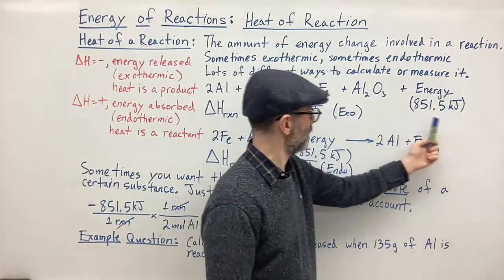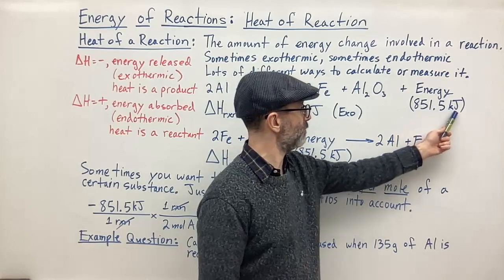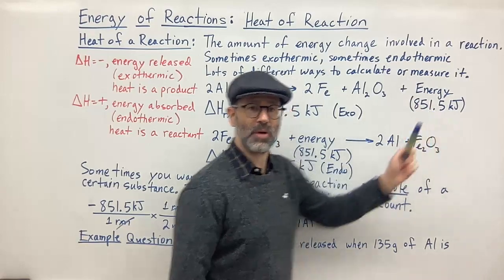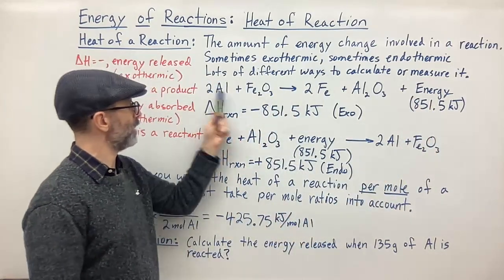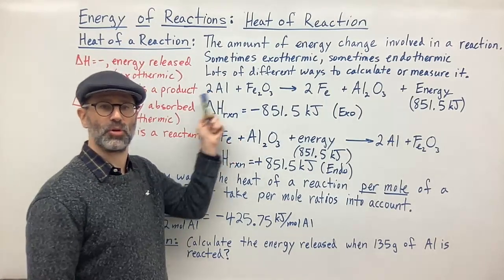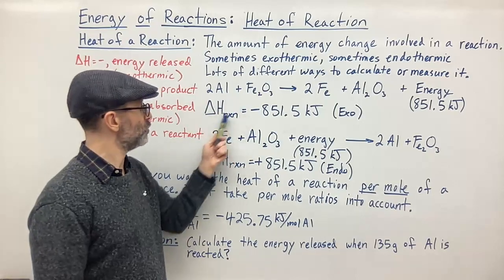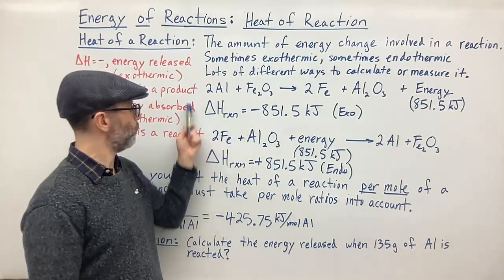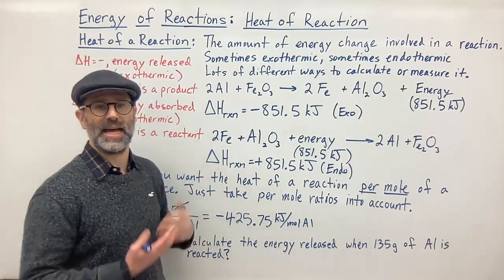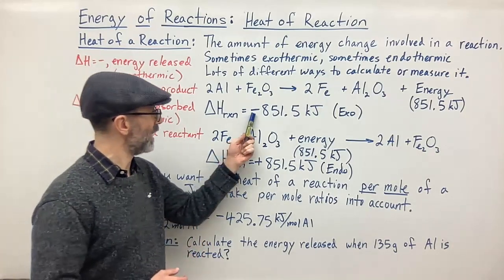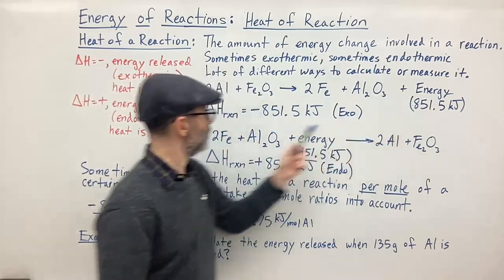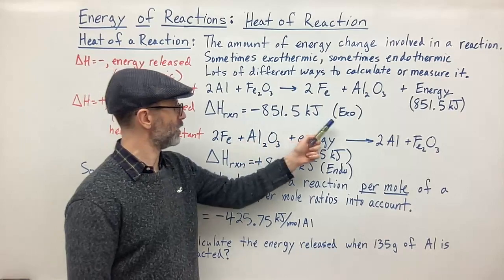And then in the process of this reaction, energy is a product, and that energy is 851.5 kilojoules. In this case, because energy is being released as a product, the delta H of the reaction, or heat of the reaction, is what we use to indicate heats of reaction. So delta H of reaction here is going to be negative because heat is released. It's an exothermic reaction. So negative refers to the loss of energy. So it is a product, so that's going to be negative 851.5 kilojoules.